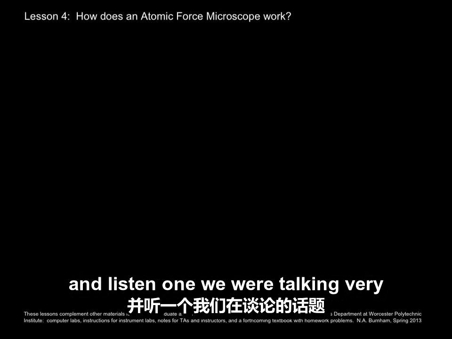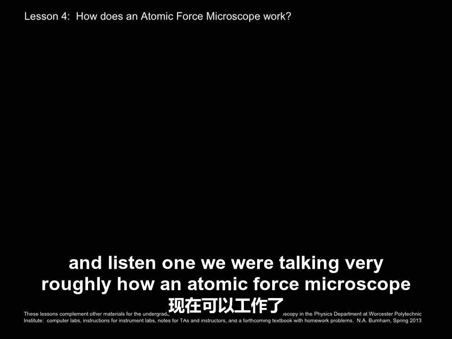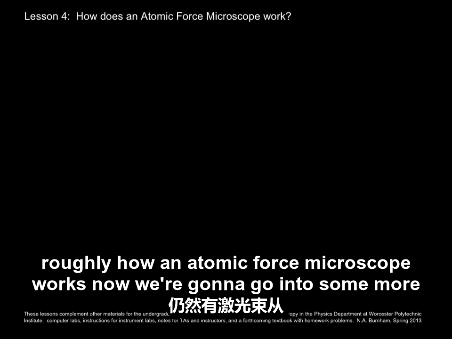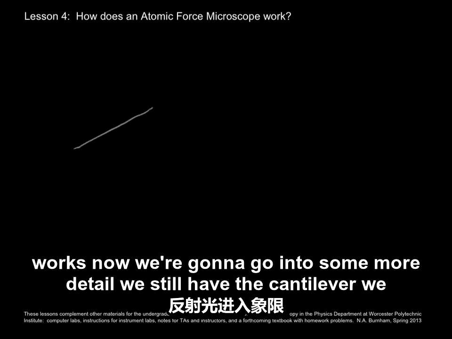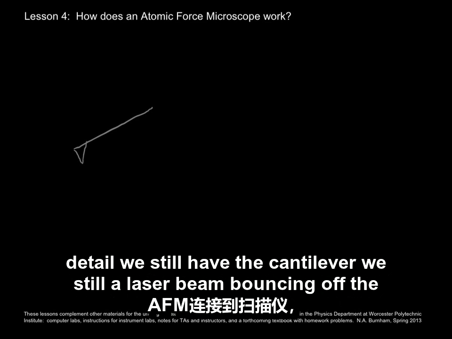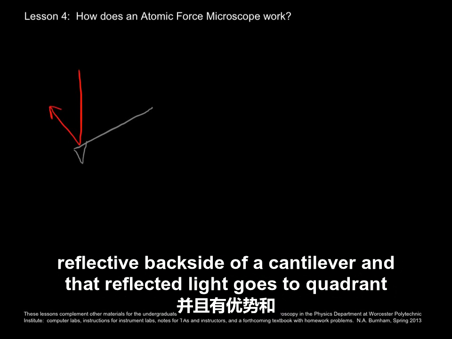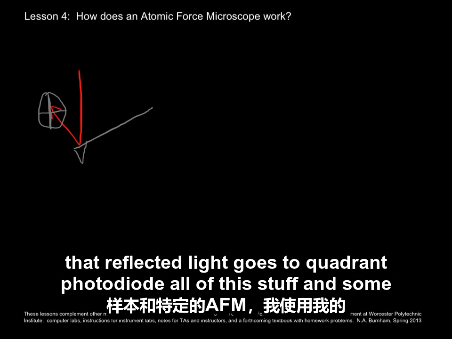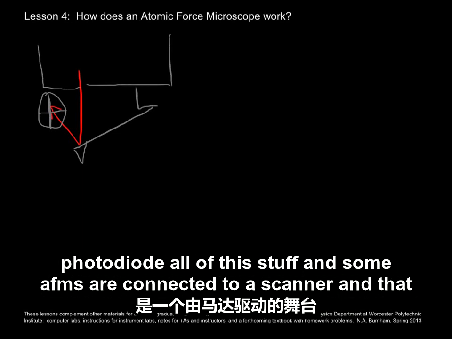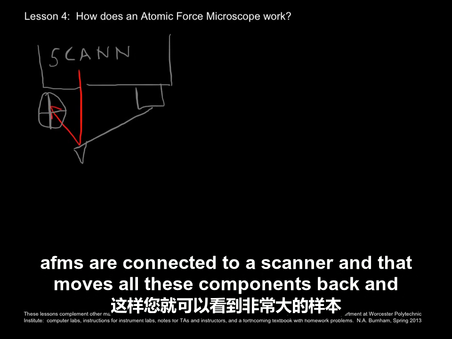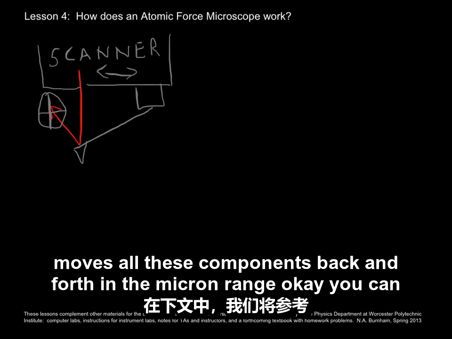In Lesson 1, we were talking very roughly how an atomic force microscope works. Now we're going to go into some more detail. We still have the cantilever. We still have a laser beam bouncing off the reflective backside of a cantilever, and that reflected light goes to a quadrant photodiode. All of this stuff in some AFMs are connected to a scanner, and that moves all these components back and forth in the micron range.